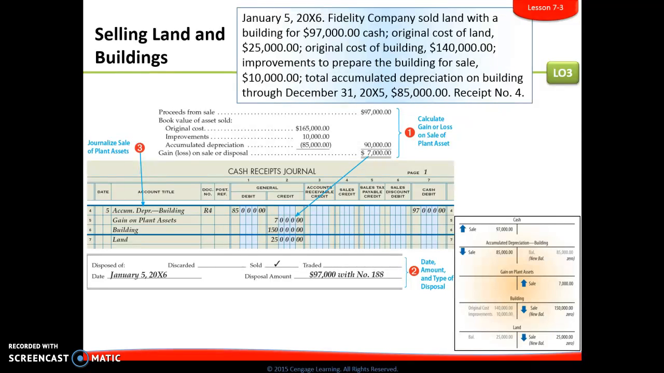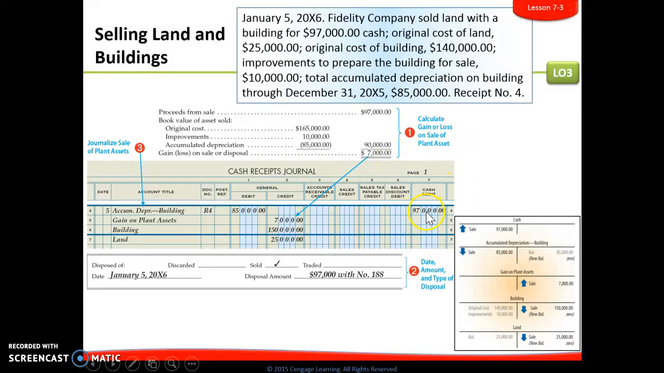So here what we need to do is get rid of that accumulated depreciation. We're going to debit accumulated depreciation for $85,000. We also need to get rid of that building and land asset, so we're going to credit those two for their original costs. Then here they're showing us how they figured out that we have a gain. They're showing us the original costs, plus the improvements, minus the accumulated depreciation, and then how much we sold it for, to show that we got a gain on that sale of $7,000.